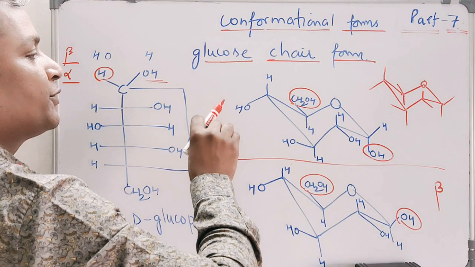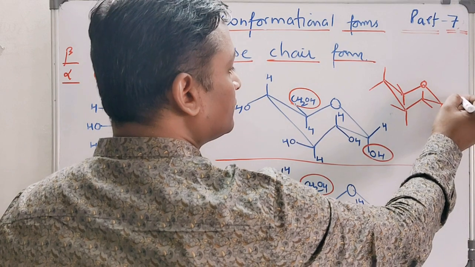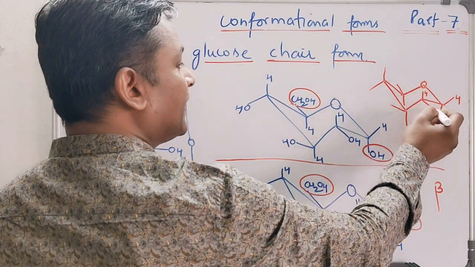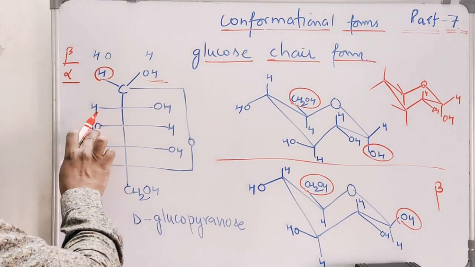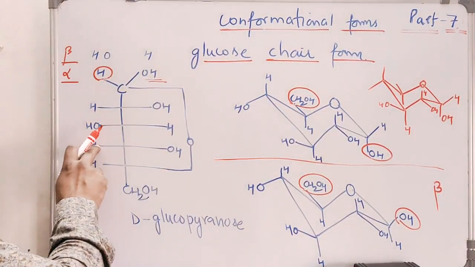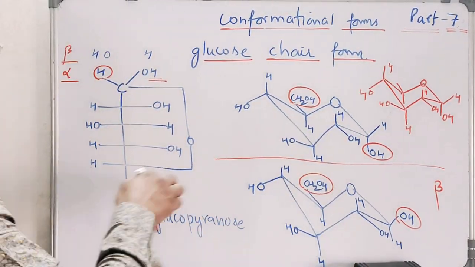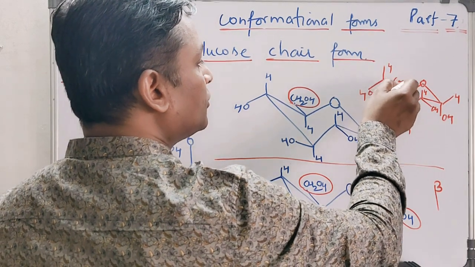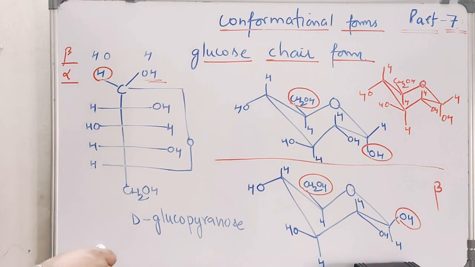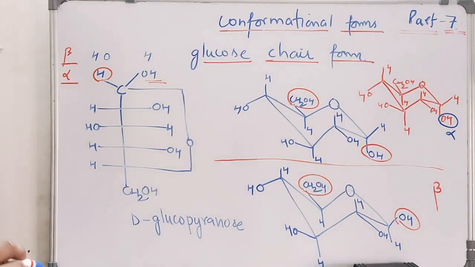Now write the H and OH. So H and OH, H, OH, H, OH, OH, H, OH, H, H, OH, H, OH, and CH2OH always above. So this is the configuration of glucose sugar in the alpha form, the glucose chair form when it is alpha.